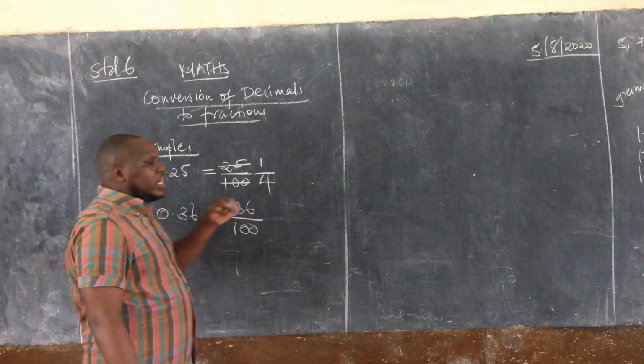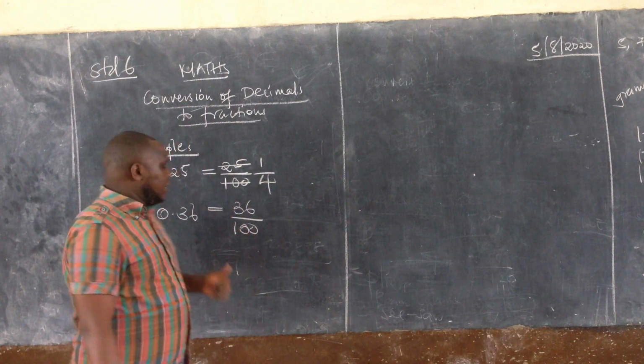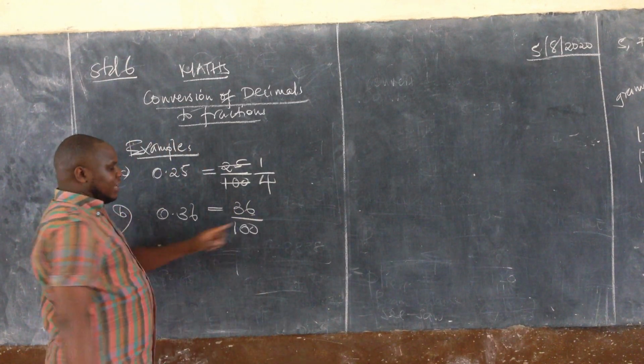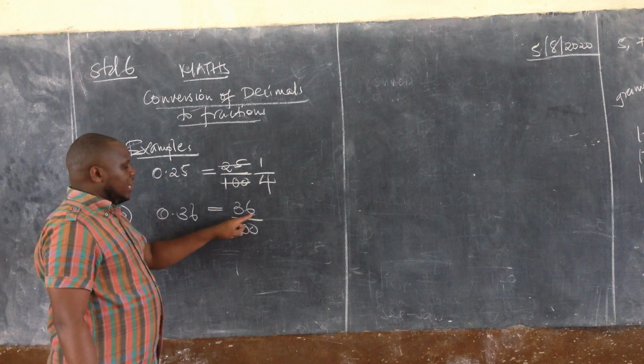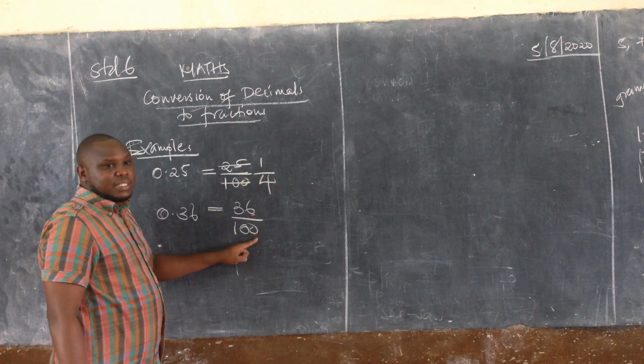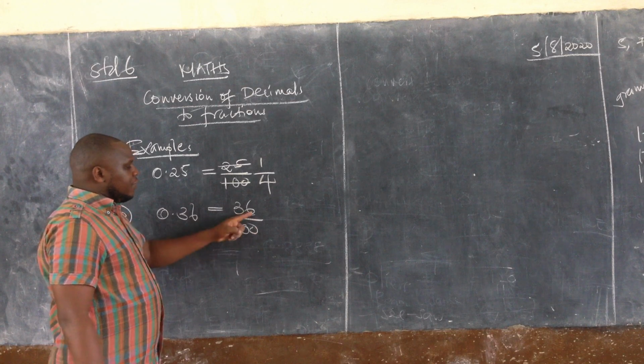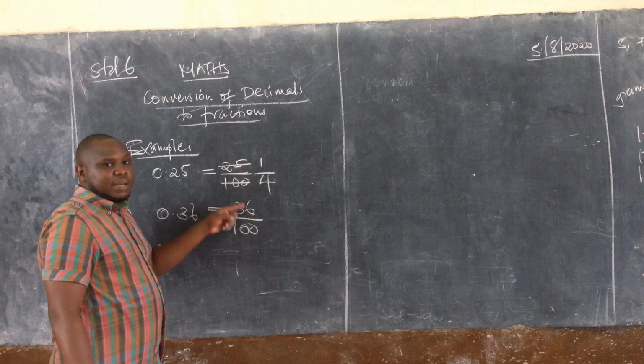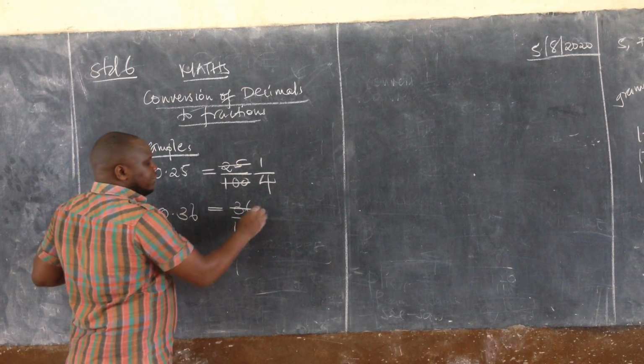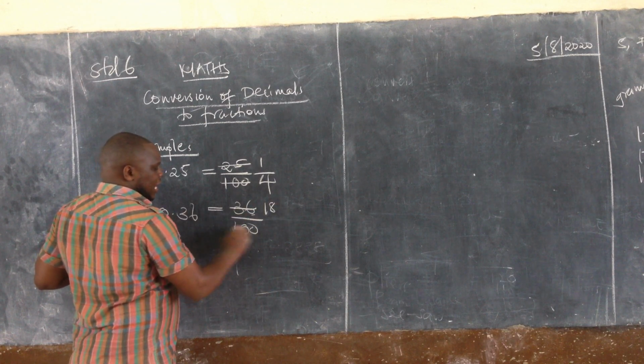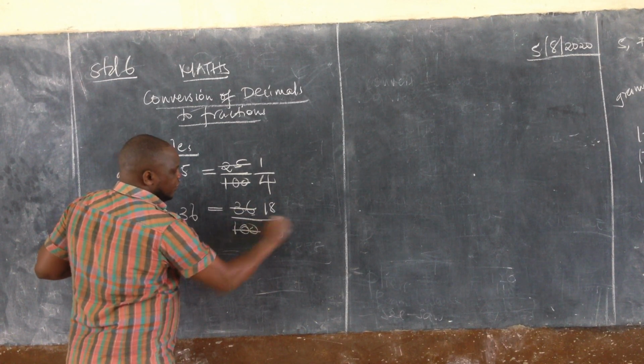From there, Lana, you check whether these numbers have a common divisor. It's true that because this number is an even number, look at the last digit here, it's an even number, and on this side, this number is a zero, meaning that this number can be divided by 2. 36 divided by 2, you get 18. 100 divided by 2, you get 50.